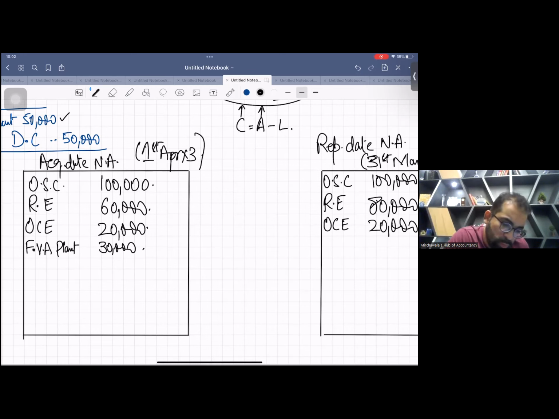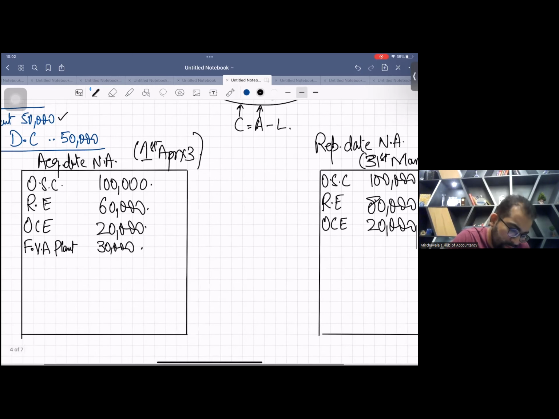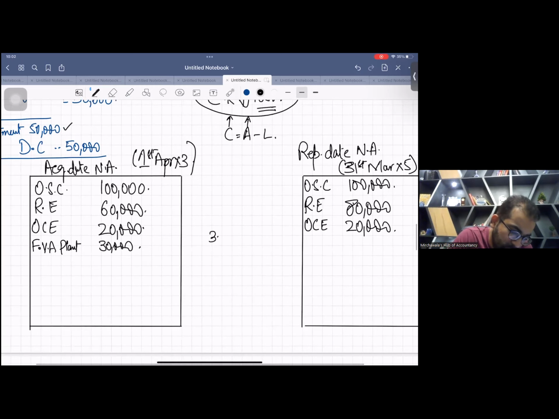So in the next 2 years, there will be some depreciation of 30,000 divided by 5 years. This gives you 1 year's depreciation of 6,000, multiplied by 2. So there is a 12,000 depreciation, right? So 30 minus 12, the fair value adjustment here will be 18,000.